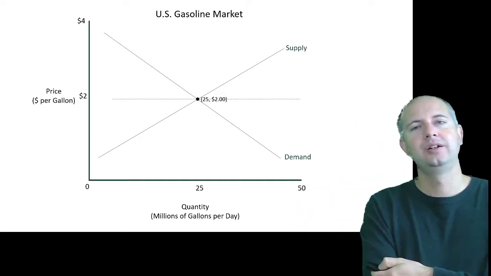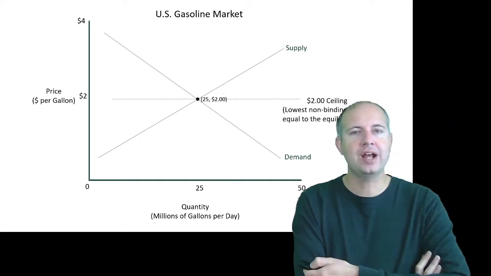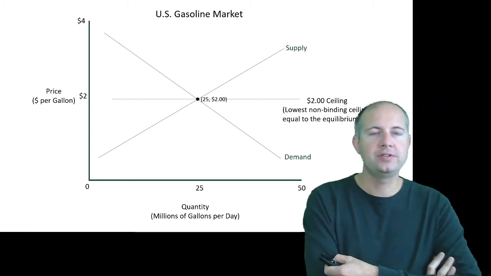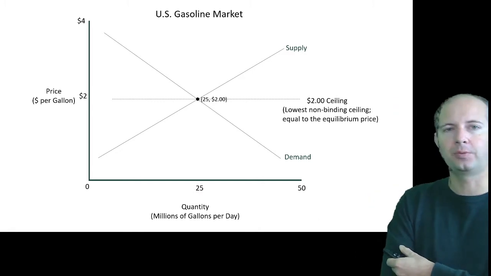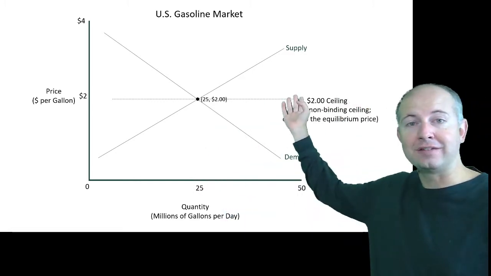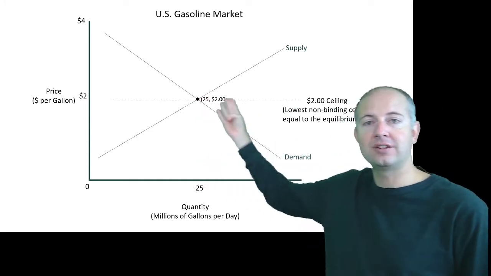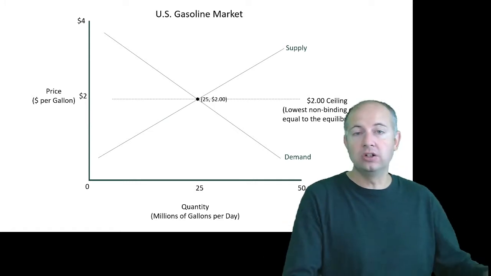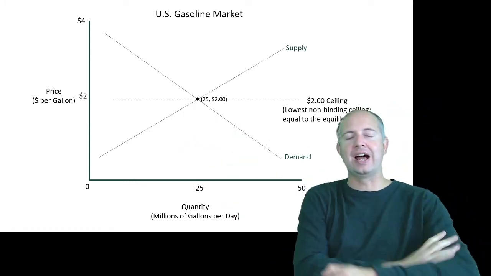Go a little more. A price ceiling of $2, that is the lowest non-binding ceiling. It's equal to the equilibrium price. So if you think about it, why is that the lowest non-binding ceiling? Well, it still is not actually affecting prices. The price was going to be $2. The price ceiling is $2, so you're still able to charge exactly $2.